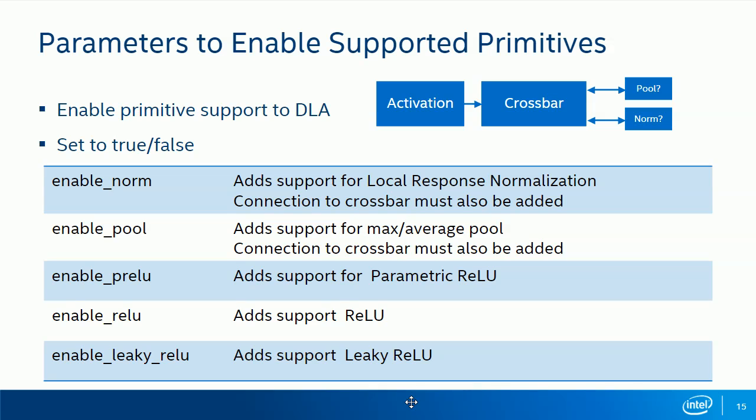Use enable norm to enable local response normalization support. Use enable pool to add max or average pool. There are also several different ReLU options. You can use the standard ReLU as activation, but you can also enable parametric ReLU or leaky ReLU if those types of activations are used. You're allowed to only enable one of the ReLU activations. If you choose to enable the norm and pool, you'll also need to modify the architecture file to enable specific connections to the crossbar. We'll talk about that a little bit later.